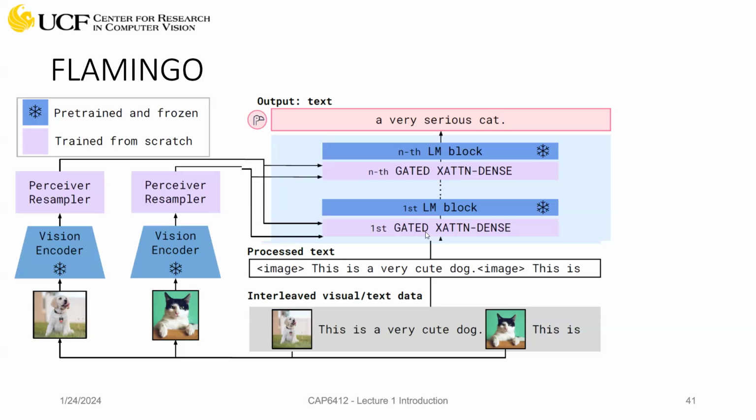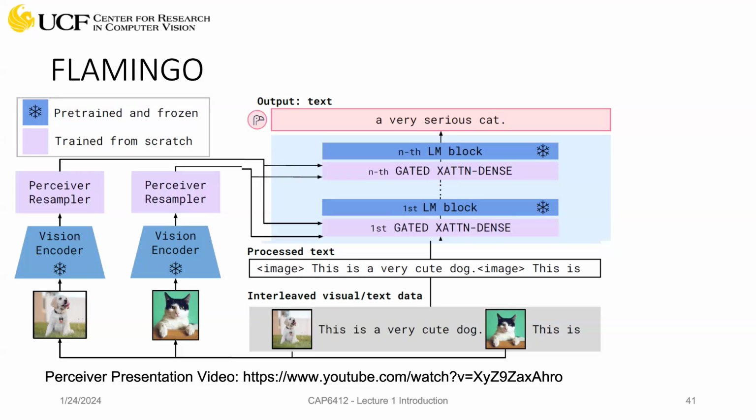And then we have these gated cross-attention layers, where we are going to do cross attention between the image input and the text input. We talked about cross attention transformers, the basic idea. That's the way we will combine. Then after that, we will get the output from the last block of the large language model, which will say a very serious game. Okay, so that's it. And that's the presentation if you want to find out more about the Perceiver.